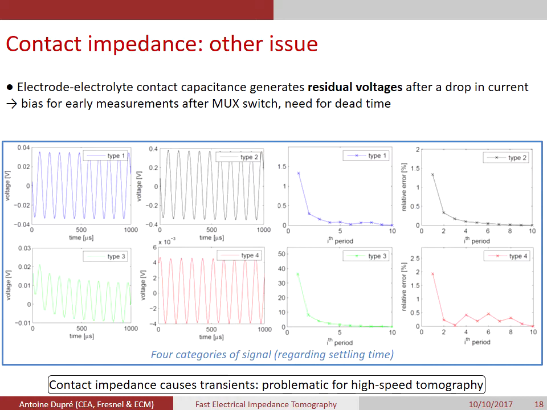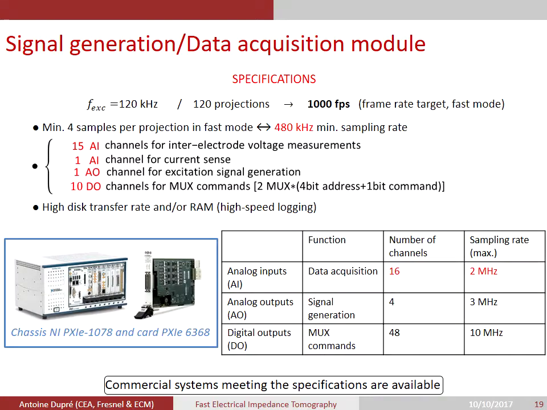So there's two options for that. Either you discard those early measurements, but this is not an option if you want to go to high-speed operation of tomography. So there are some techniques to try to speed up the discharge of the capacitance that were implemented. And it turns out that the point-back electrode design seems to be less sensitive to this issue. So that was it about the problems that were faced.